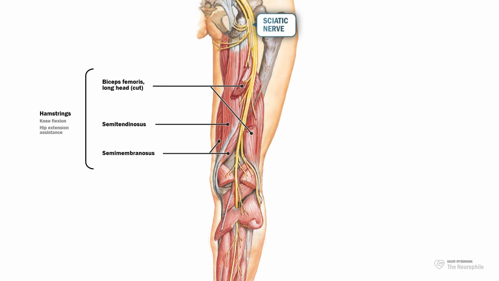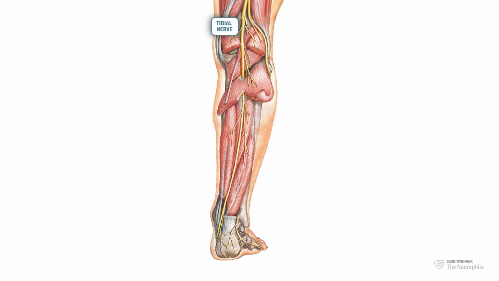Below the knee, the sciatic nerve splits into its 2 terminal branches, the tibial nerve and the common fibular nerve. Fibular is also sometimes called peroneal. The tibial nerve travels down the back of the leg, where it innervates the major muscles involved in plantar flexion of the foot, the gastrocnemius and the soleus.